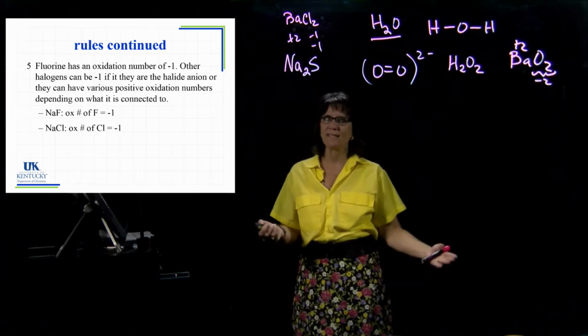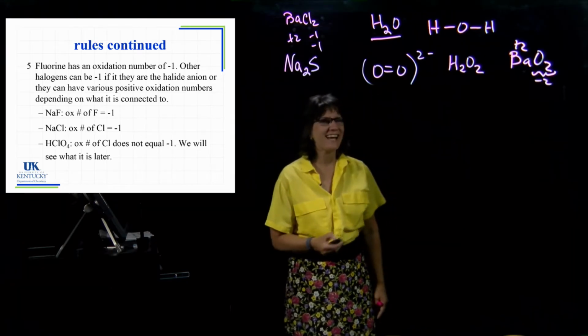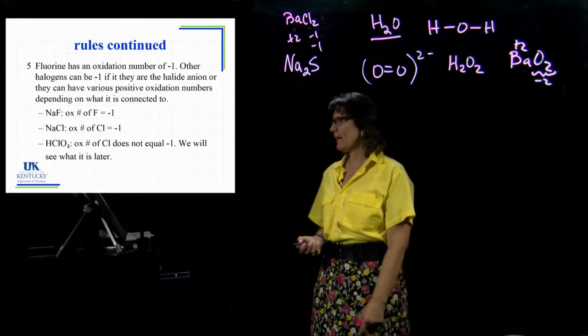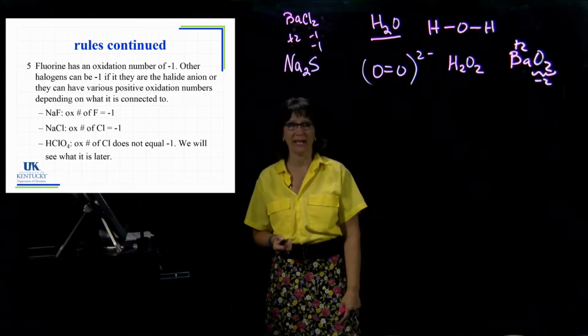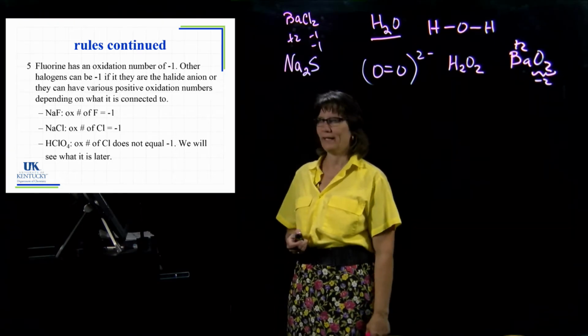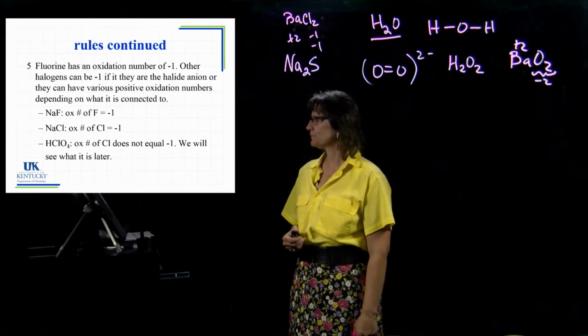Okay? Chlorine as a monoatomic ion is -1. But here is chlorine inside of a compound, okay? And we're going to see later that it's not a -1, and we're going to see in a little bit how in the world we could figure out what it is. It's actually a +7 oxidation number.